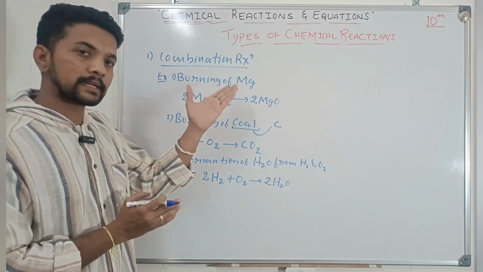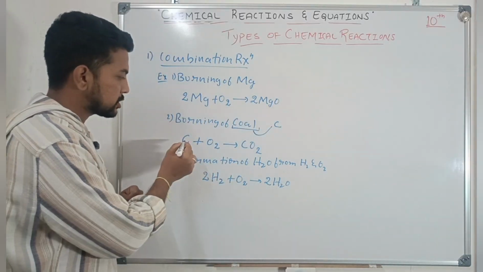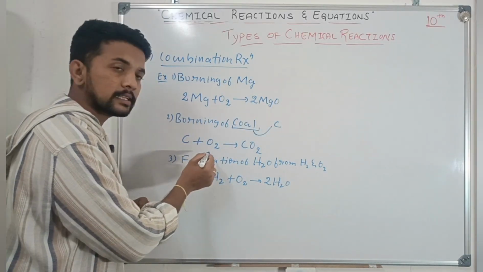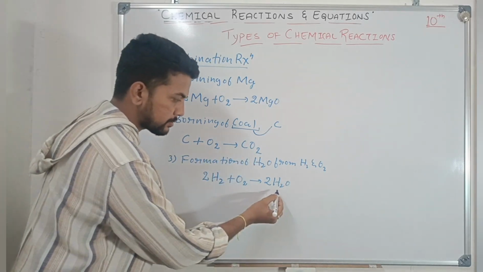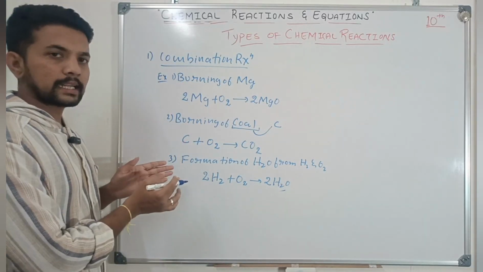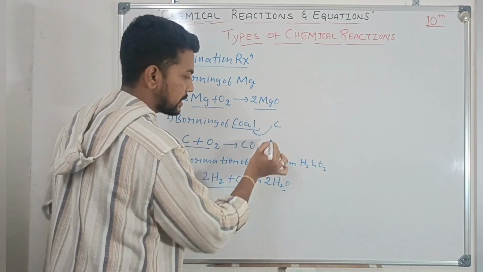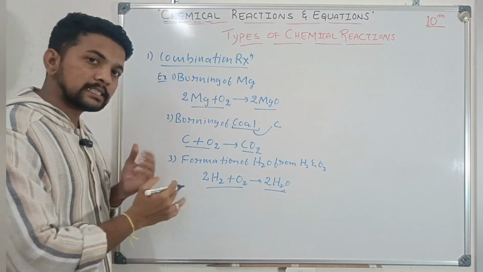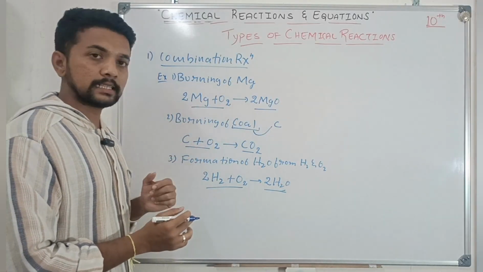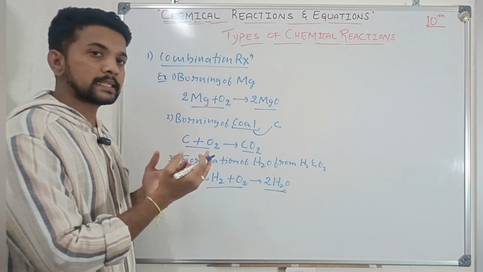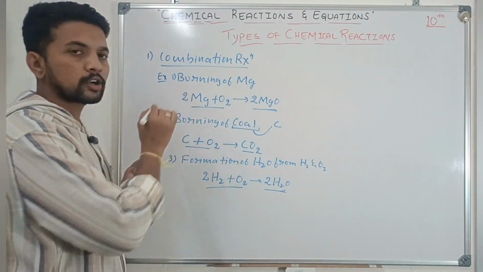The first one is burning of magnesium. When magnesium reacts with oxygen, it forms magnesium oxide. When the coal reacts with oxygen, it produces carbon dioxide. When hydrogen and oxygen react with each other, they form water molecules. So if you observe here, the reactants are 2, the product is only 1. Correct? So in general, a combination reaction is a type of chemical reaction in which 2 or more substances react with each other and produce a single product. It is called a combination reaction.